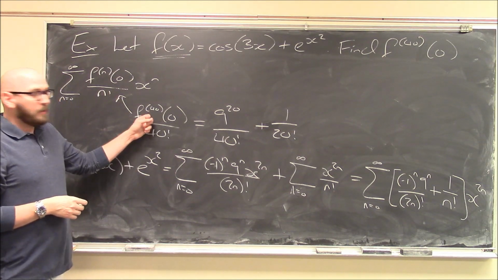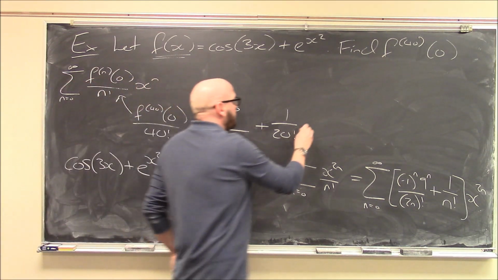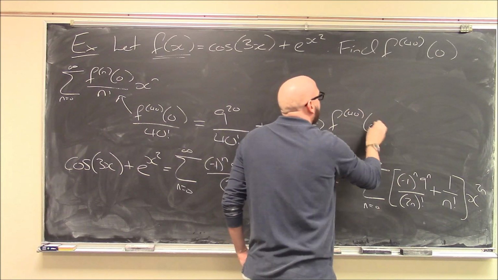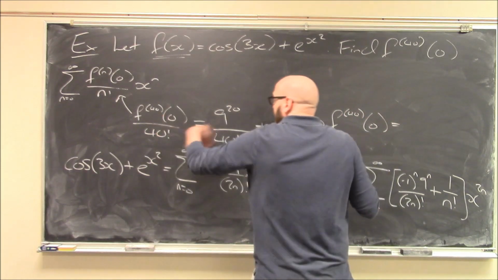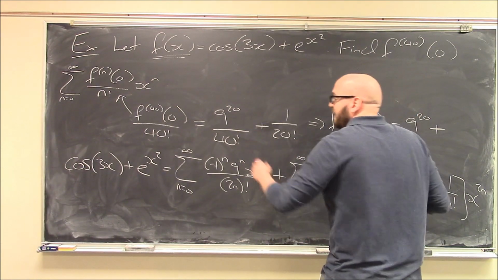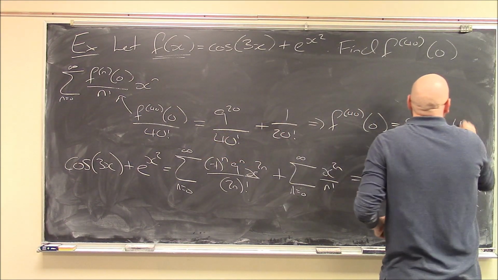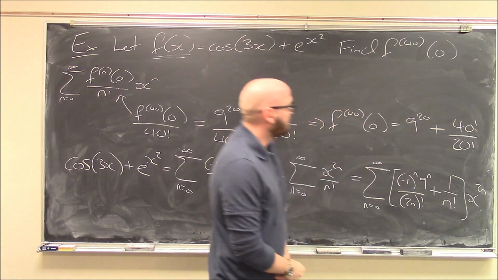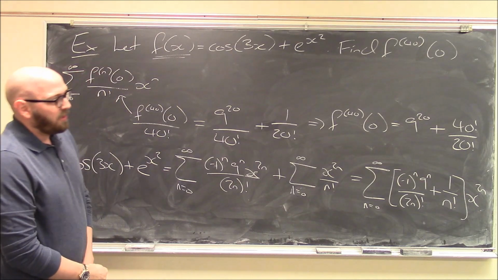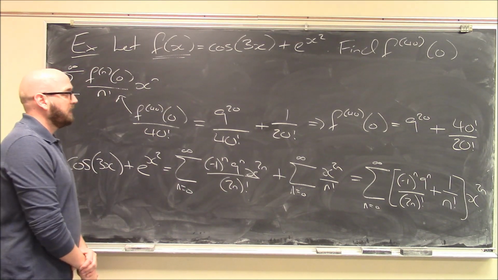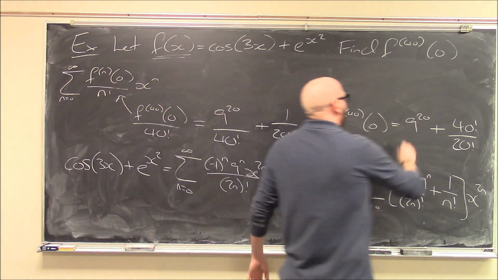So I want the 40th derivative of f at 0, I just have to solve for it now. Multiply both sides by 40 factorial, and I've got 9 to the 20 plus 40 factorial over 20 factorial. There's not a whole lot I can do with that second term, so I'm just going to leave it as 40 factorial over 20 factorial. So there's my answer.